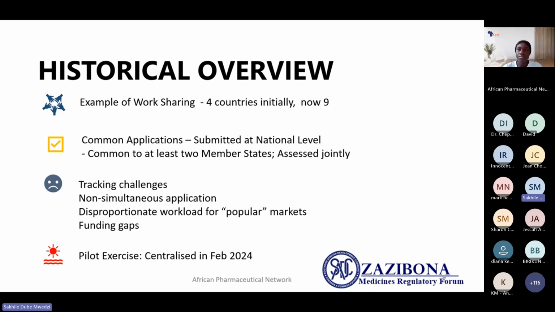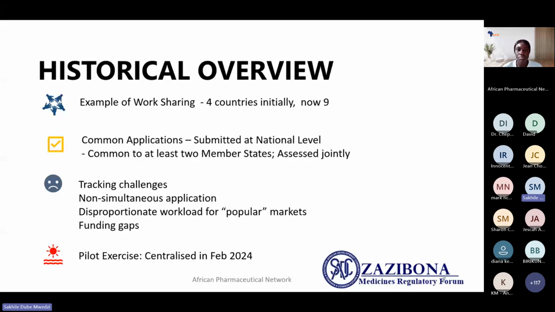Then another challenge was the fact that in order for the applications to be considered, an applicant has to lodge in at least two member states at the same time. So sometimes what would happen is that an applicant would come through and say, yes, I'm interested in the ZAZIBONA process. Here is my application. So let's, for argument's sake, say that they went to Namibia. And then Namibia says, okay, that's fine. Where else are you lodging the application? And they say, oh, I'm also going to lodge it in South Africa.